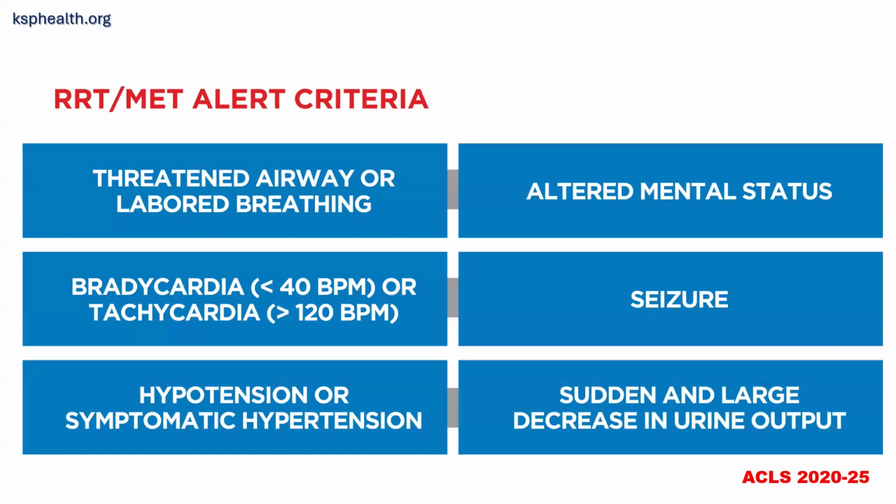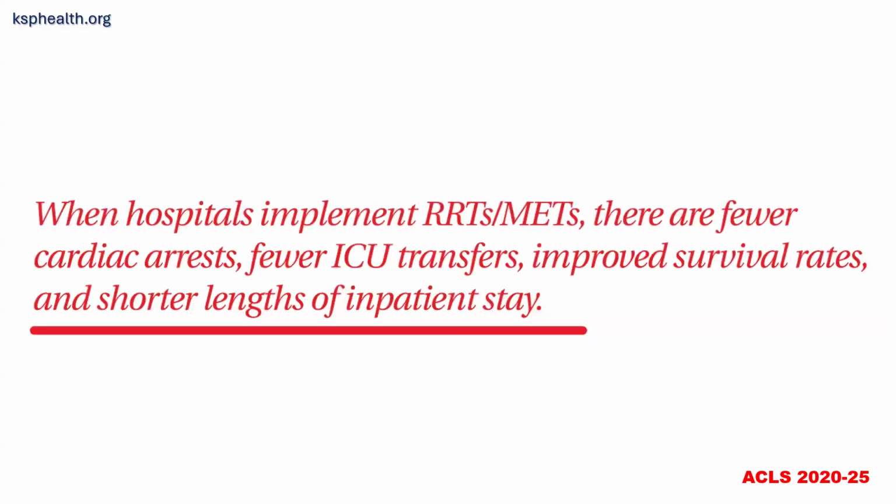These are the alert criteria for the rapid response and medical emergency team. When there is a threatened airway or labored breathing, altered mental status, bradycardia, meaning less than 40 beats per minute, these are adult values, tachycardia more than 120 beats per minute, seizure, hypotension, symptomatic hypertension, sudden and large decrease in urine output. Any of them can alert or call for the rapid response team or medical emergency team. When hospitals implement rapid response or medical emergency teams, there are fewer cardiac arrests, fewer ICU transfers, improved survival rates, and shorter length of inpatient stay.